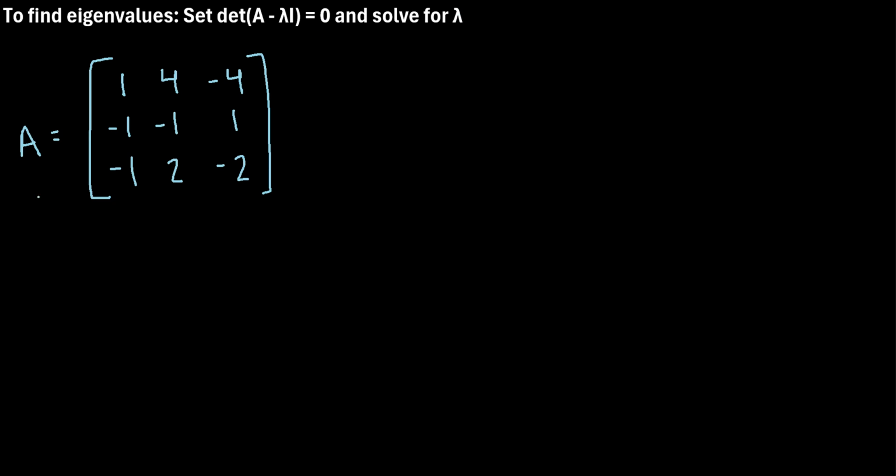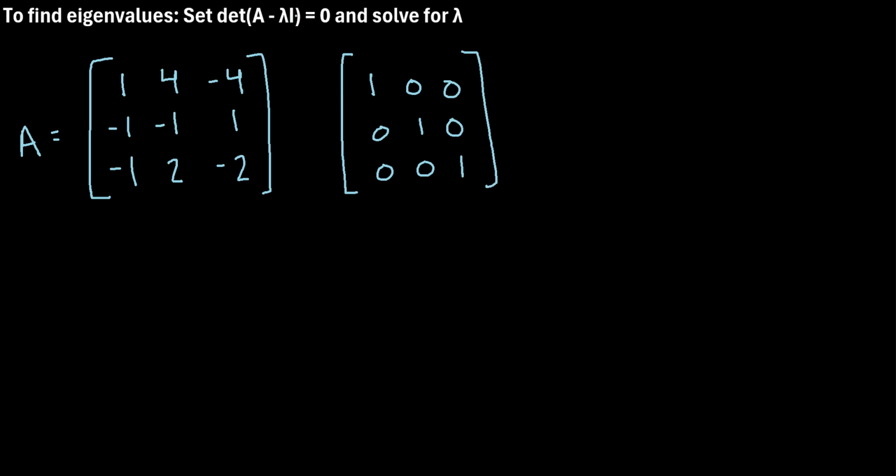Let's say we have matrix A, and we want to find the eigenvalues of this matrix. Well, first we have to subtract lambda times the identity matrix. So recall the identity matrix is just the same size as this original matrix, where there are ones along the diagonals and zeros everywhere else. So that would look like this: the identity matrix for a 3 by 3 matrix, so 3 rows and 3 columns.